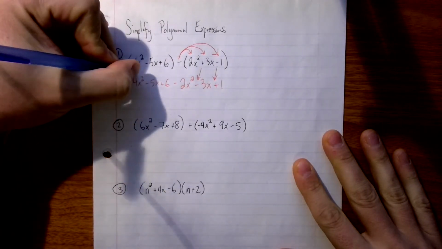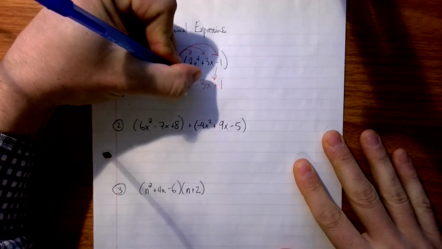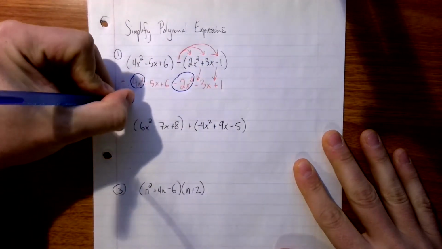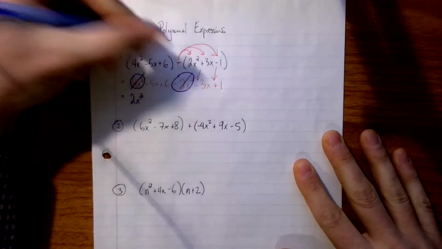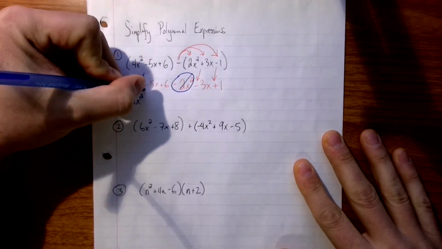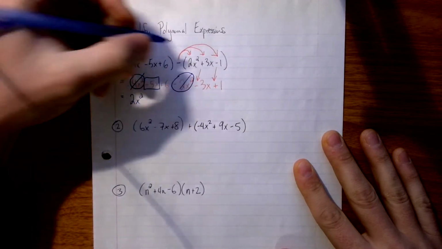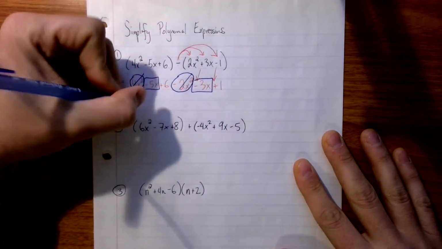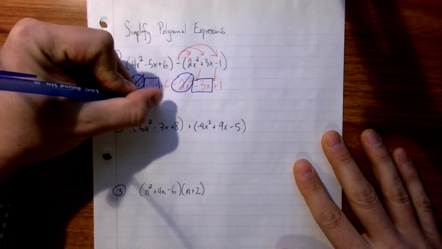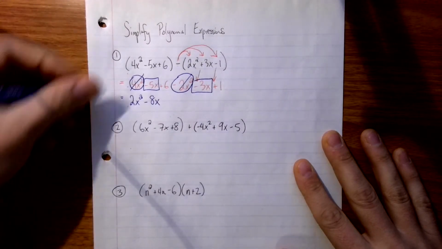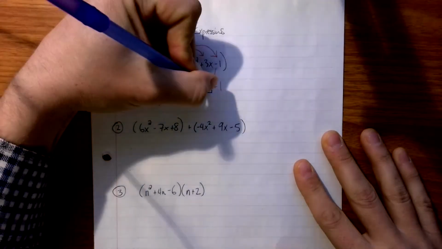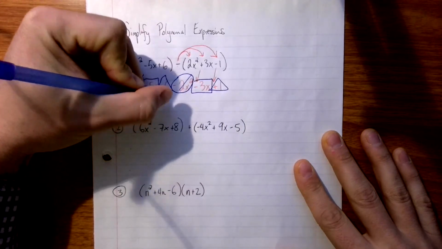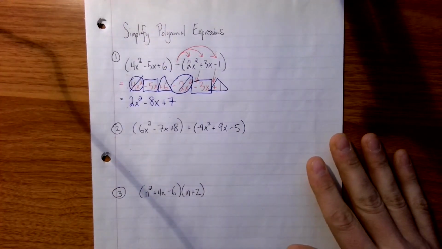So we will combine the 4x squared with the minus 2x squared, which gives us 2x squared. We are going to combine negative 5x along with the minus 3x. Negative 5 minus 3 is equal to negative 8. And lastly, we'll combine 6 and 1, giving us 7.